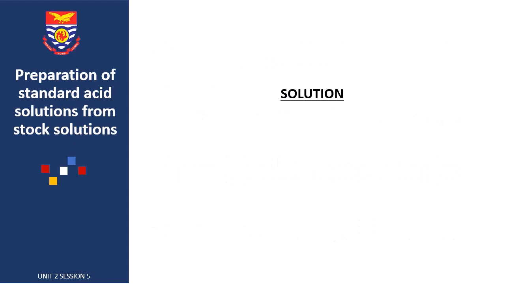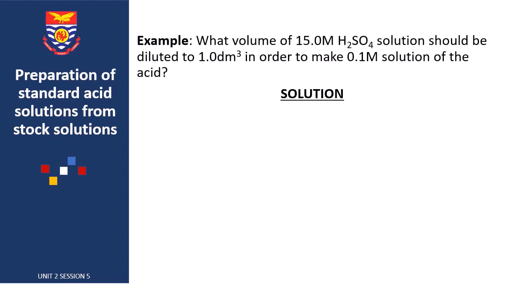So now that we know the dilution formula, let's try our hands on this question. The question is, what volume of 15 molar sulfuric acid solution should be diluted to 1 dm cubed in order to make 0.1 molar solution of the acid? Let's try to understand the question. Let's say somebody wants to prepare a solution, and the person has a concentrated solution with a concentration of 15 molar.